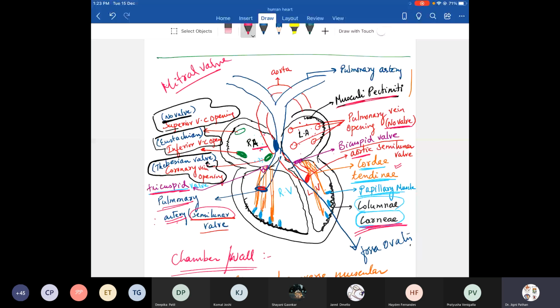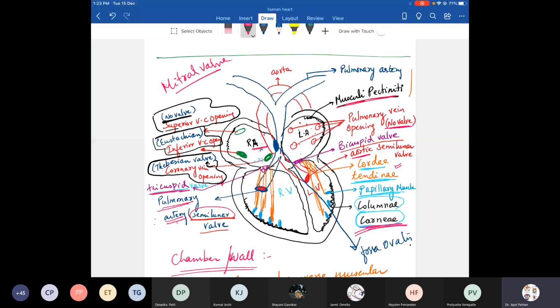Tricuspid and bicuspid are also called AV valves. Which are the two AV valves? The question is, it is bicuspid and tricuspid. Because they are present between the auricle and ventricle, they are called AV valves. The chorda tendineae, on one side, is attached to the AV valve, and on the other side, it is attached to the papillary muscles. Got the point? Now next.